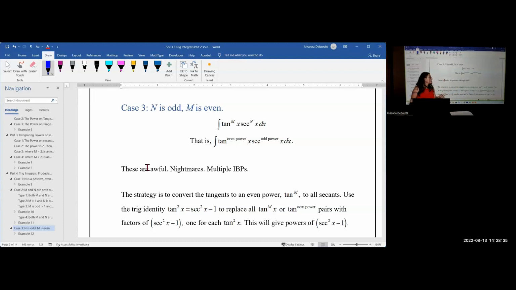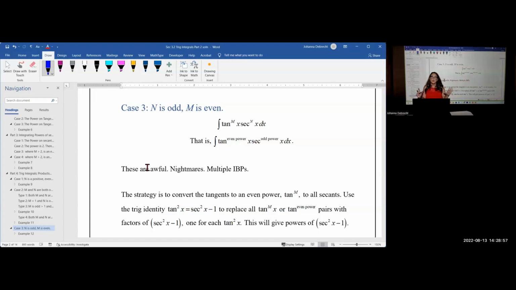Now, we've already seen that secant being raised to odd powers is difficult, integration by parts. And we see again that we have secant to an odd power here. So don't be surprised that we're going to have multiple integration by parts creeping in. The problem is we've got an even number of tangents and we've got secant to an odd power.